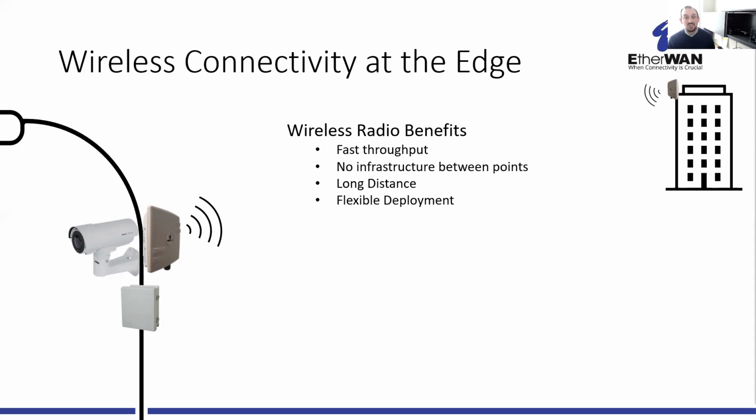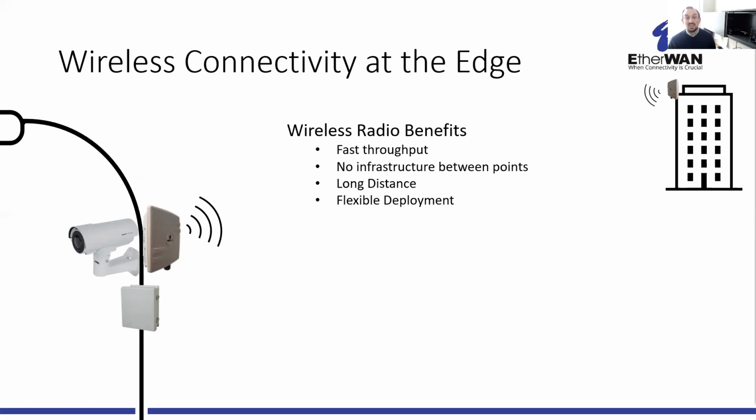So you can get fast throughput for multi-device configurations, multiple cameras out on that pole or at that remote building. You also don't need infrastructure between the two radios. I'm not running a wire. I don't have to trench or bury conduit or anything like that. It's a wireless signal. So long as it's clear between the two, I can get the signal where it needs to go without any further infrastructure. And that can cover long distance.